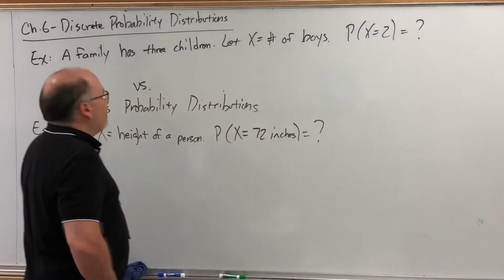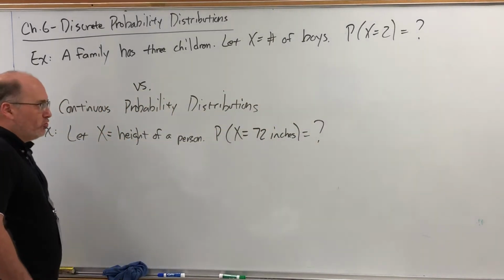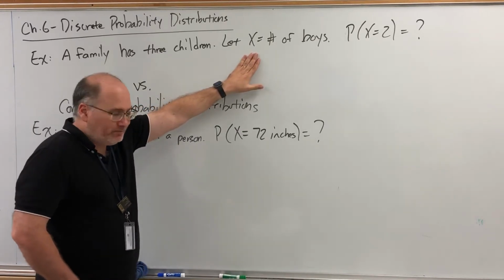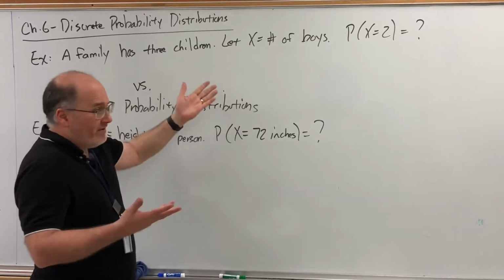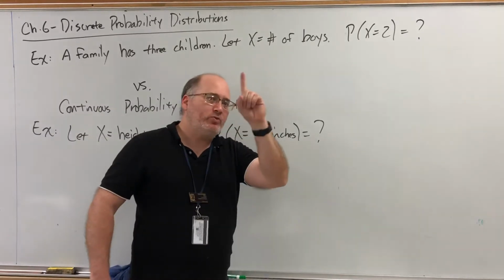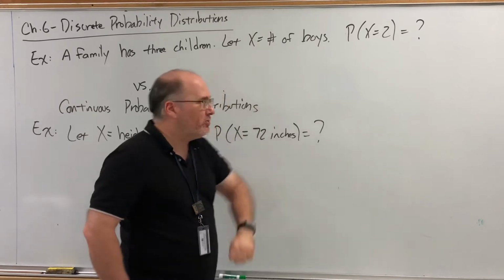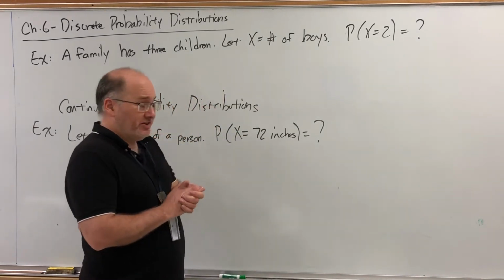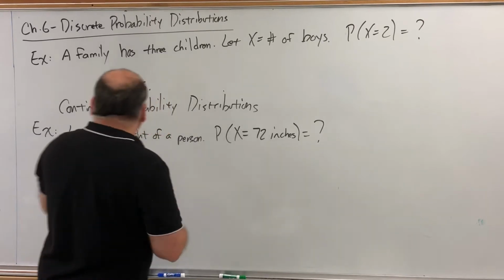This would be an example of a discrete probability distribution because the value for x is discrete. In fact, it can only be 4 values. If they have 3 children, then either x is 0 boys, 1 boy, 2 boys, or 3 boys. And in the next video, we'll show how to calculate the probability of each of those occurring.